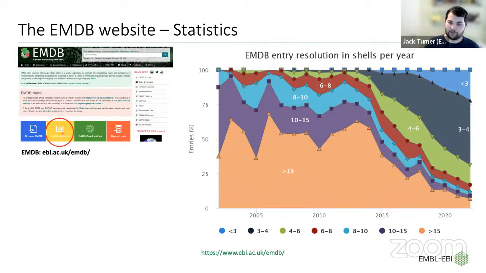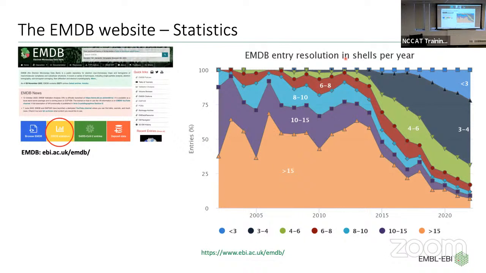So there's this big yellow button here, which is EMDB statistics. If you go on this, there's a list of like 100 graphs that represent the EMDB archive in various ways. I've just pulled out one of my favorite ones here, which is the EMDB entry resolution in shells per year. The reason I really like this graph is in the field of EM, we often hear about this resolution.